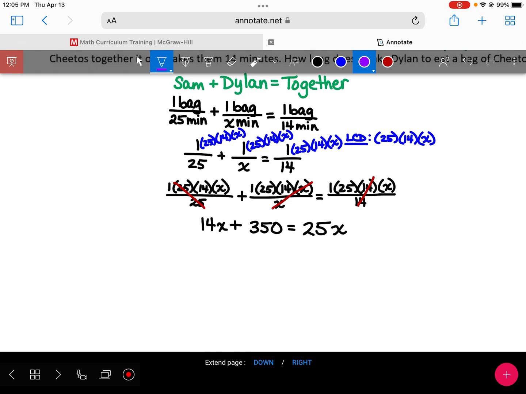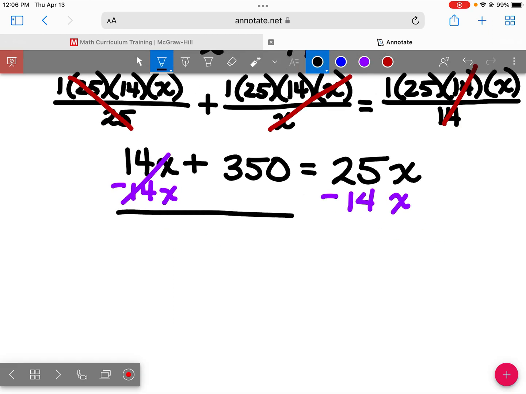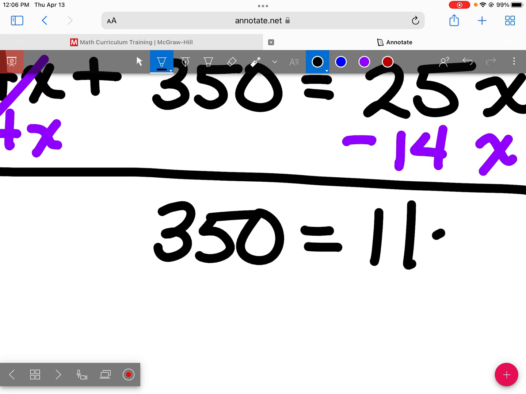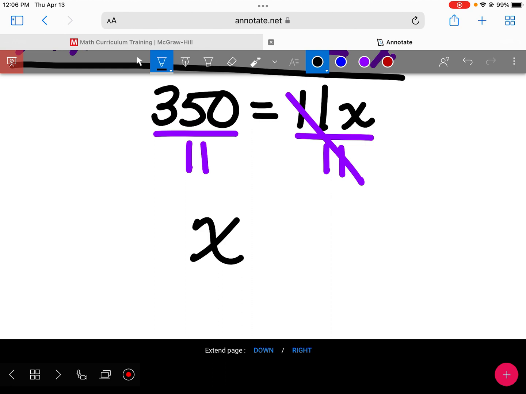How do I solve this one? This isn't like the last two. Subtract 14X from both sides. So I have 350 equals what? 11X, and then we divide both sides by 11. This one's gross again. Round it to 3 decimal places.